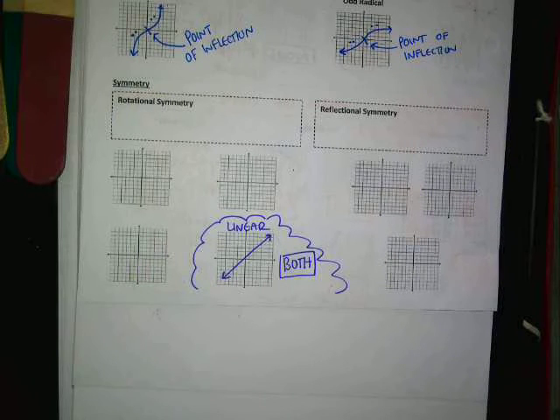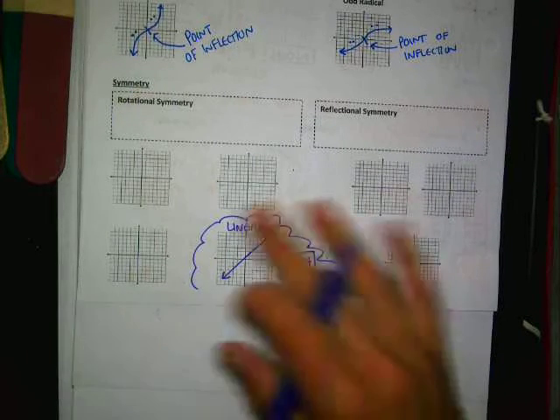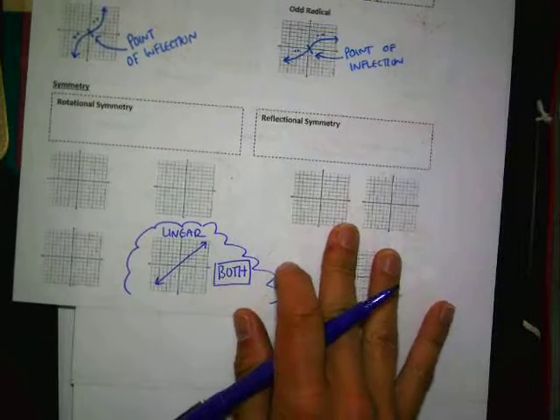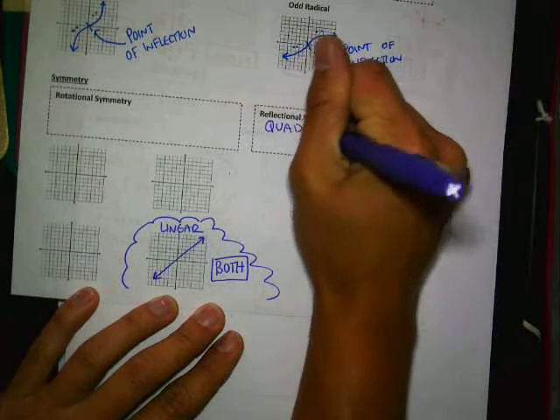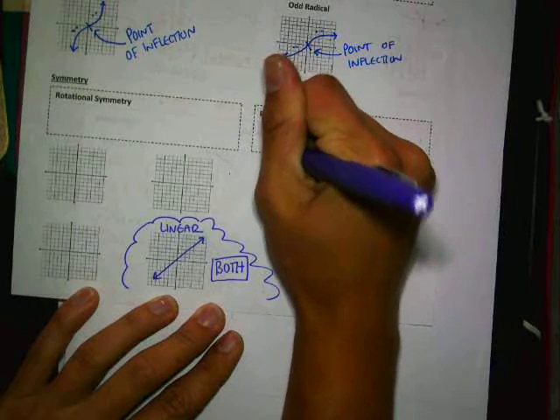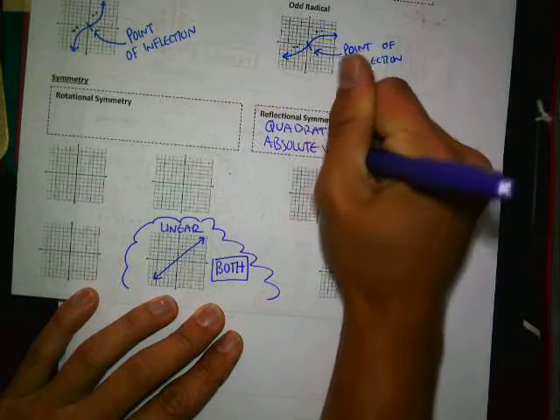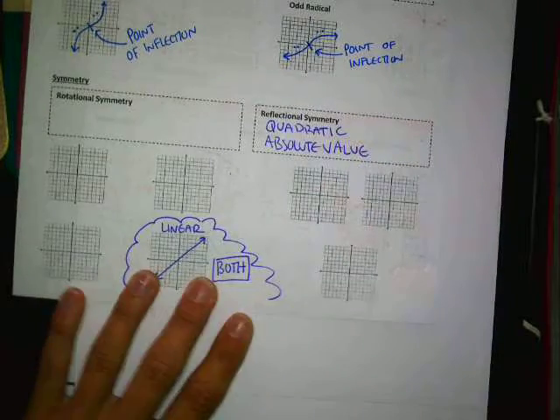Some of these other functions, though, we can get more specific with the types of symmetry. Let's do reflectional first. I'm looking for two functions that can be reflected. Quadratic, right? If you fold the quadratic in half. Yeah. Very good. Quadratic and absolute value.